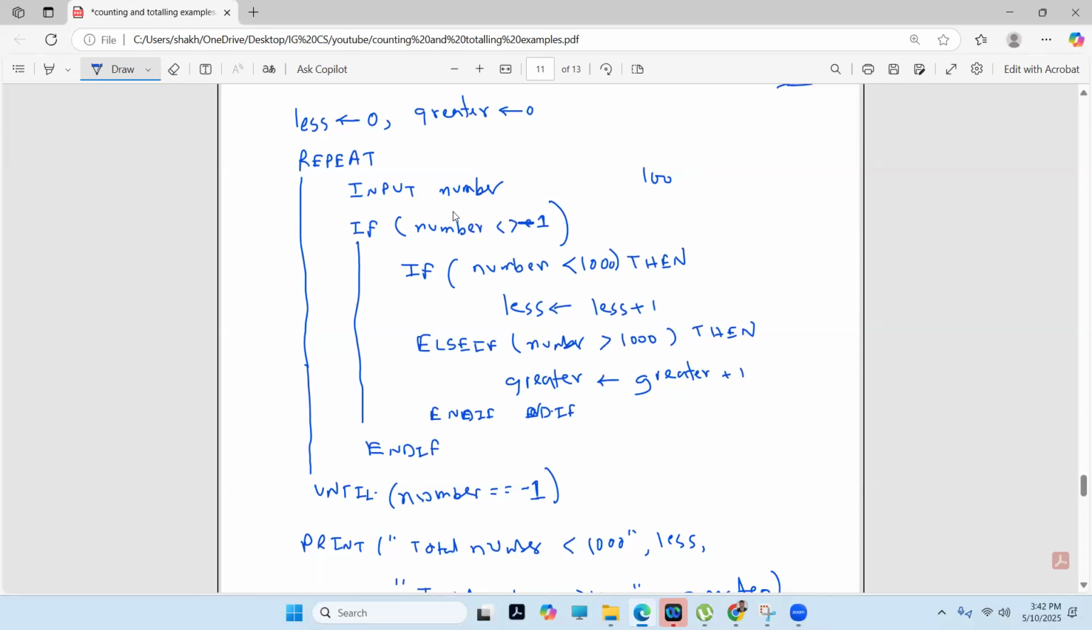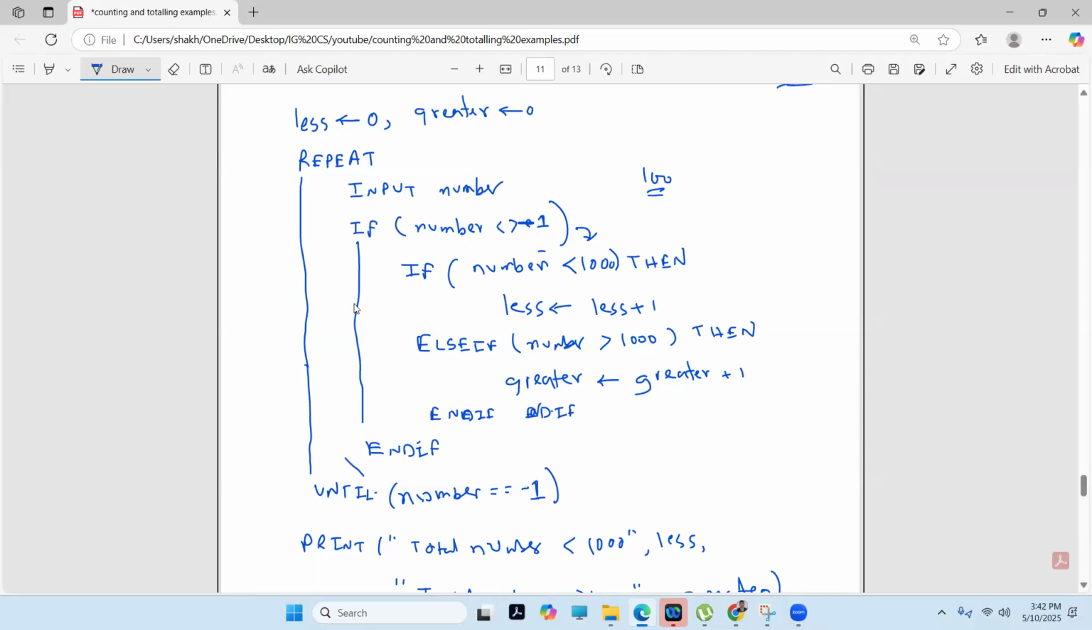So first you will input the number. For example, you input 100. Number is not equals to -1, right? Number equals to -1? No, that means it will go inside. Then 100 is less than 1,000. Yes, so less will increase by 1. 100 is greater than 1,000? No, so greater will not change.